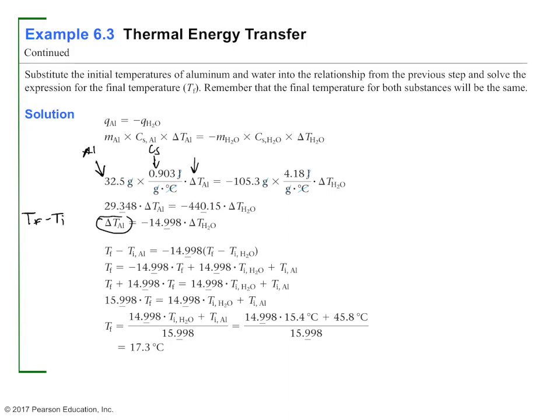Now you can do all of this at once, or you can do it in two separate ways. I'd like to do it in two separate ways just because it's a lot easier to deal with all these minus signs and such. And so the temperature final equals the negative 14.988 times the temperature final plus the 14.988 times the temperature initial of water plus the temperature initial of aluminum.